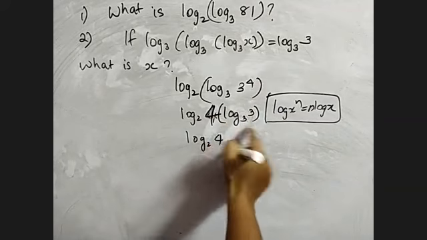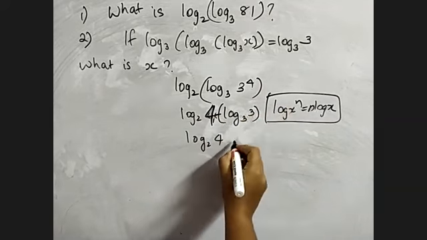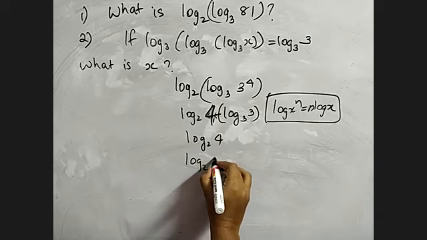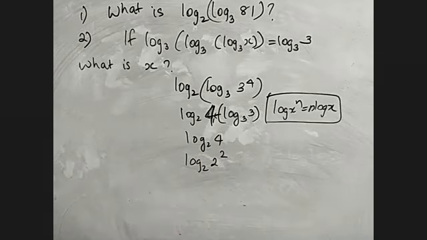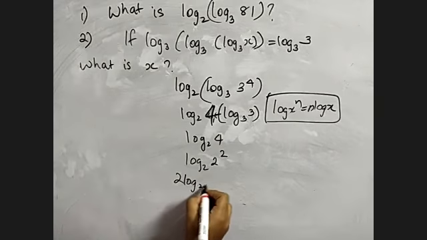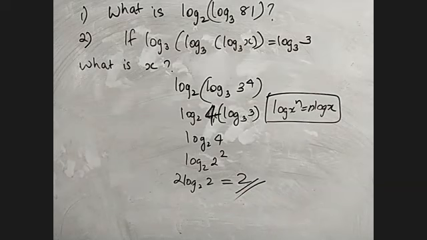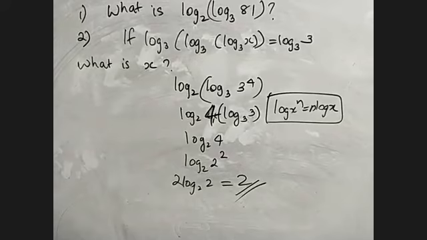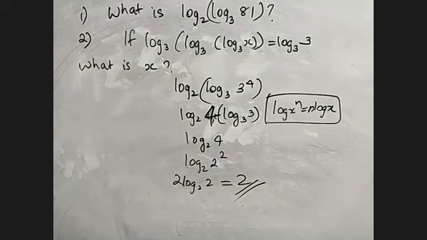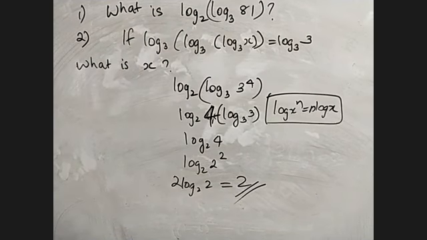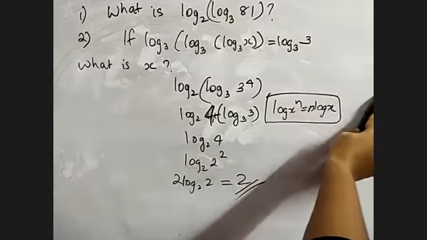Log to the base 3, 3 will go as 1, no? So that is 4 log to the base 2, which is log to the base 2, 2 squared. That is 2 log to the base 2, 2, that is 2. Got? All of you got? Yes, ma'am. Okay. Anybody having doubt? Those who are new to log. Okay. Next question.